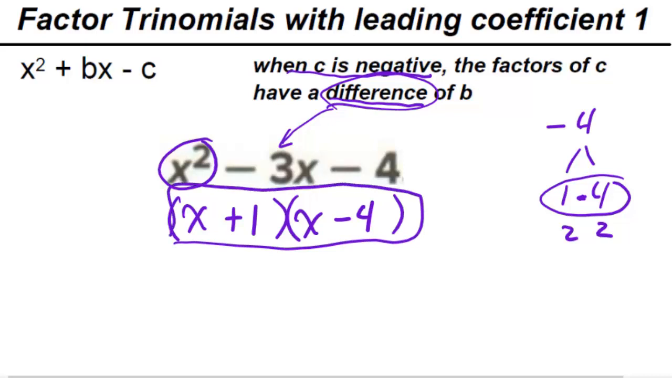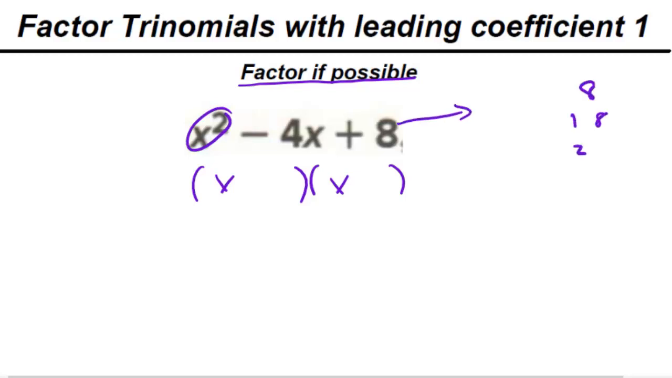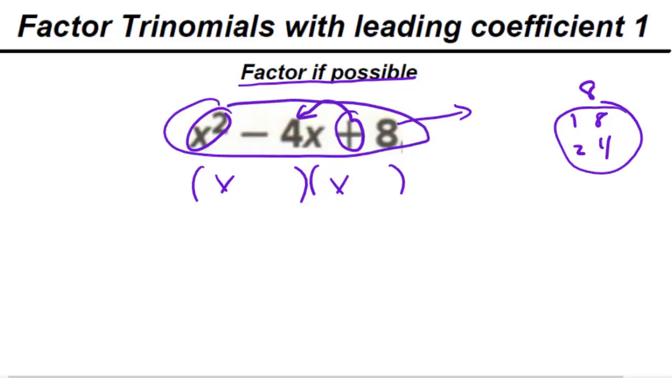And if you're ever unsure if this is correct, multiply this back out and you should get the original quadratic trinomial. Now this one says factor if possible. So if we try to factor this out, we know that we'll have an x and an x, which makes the x squared. And then we list the factors of 8, which are 1, 8, 2, and 4. And they have to have a sum of negative 4. Well, neither of these two sets of factors will have a sum of negative 4, which means this quadratic here is actually a prime polynomial.